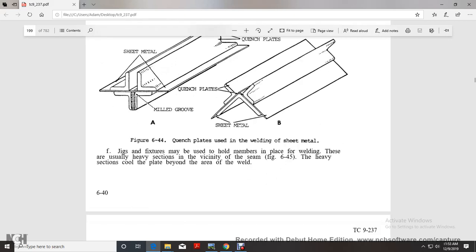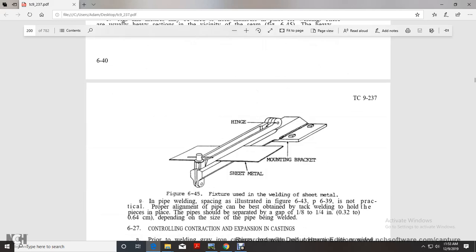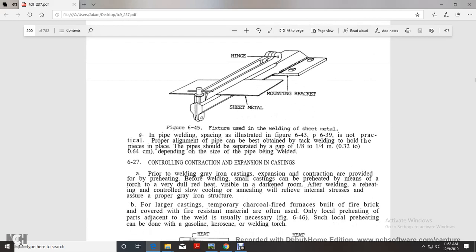Jig fixtures may be used to hold the members in place for the weld, but they are usually heavy sections in the vicinity of the seam, with the heavier section beyond the area of the weld. Figure 6-45 shows the fixture for sheet metal with the hinged bracket. Pipe welding spacing is illustrated in Figure 6-43, page 639. It is not practical to do otherwise; proper alignment of the pipe is best obtained with tack welds holding the pieces in place. The pieces should be separated with a gap of 1/8 to 1/4 of an inch, depending on the size of the pipe being welded.